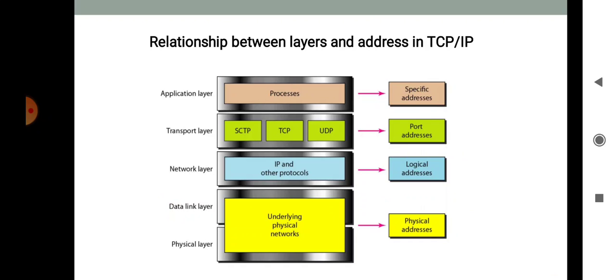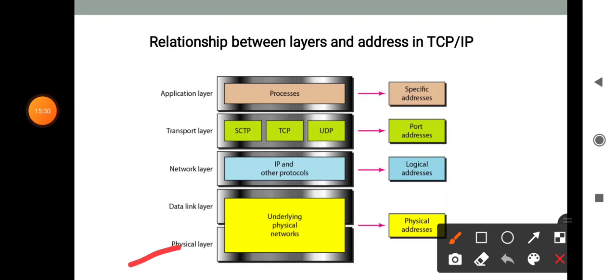Now the relationship between layers and addresses in TCP/IP. First is the physical layer, the underlying physical network, and here we have the physical addresses. The physical address, also known as a link address, is the address of a node as defined by the LAN or WAN, local area network and wide area network. The data link layer includes these addresses in data frames, and the physical address is used when source and destination are on the same network. It is the lowest level address.